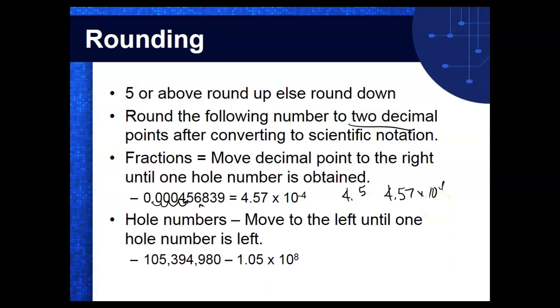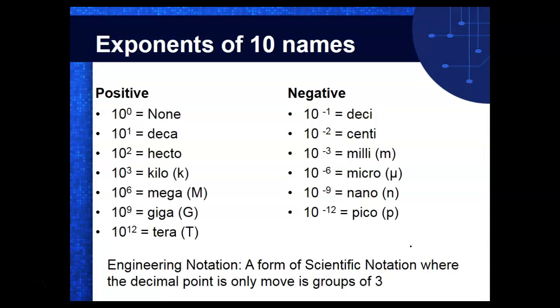Whole numbers move to the left until one whole number is left. And that's what we do with scientific notation. In engineering notation, we move in groups of threes. By the way, in PLCs, these are what we call real numbers. This is what the 500 calls a floating point number. So these are the ones we use. Now, of course, what you learn in engineering notation, we move in groups of threes.